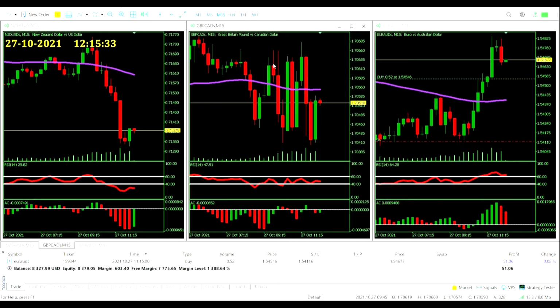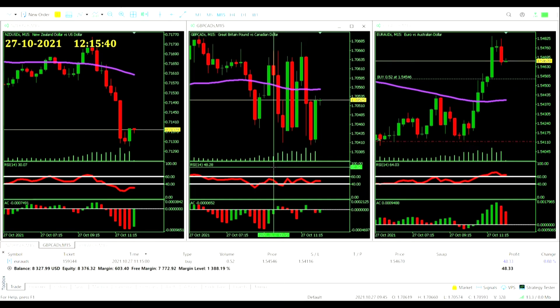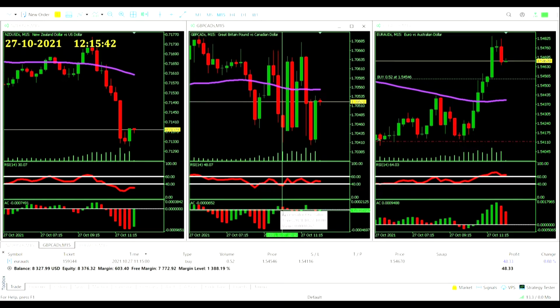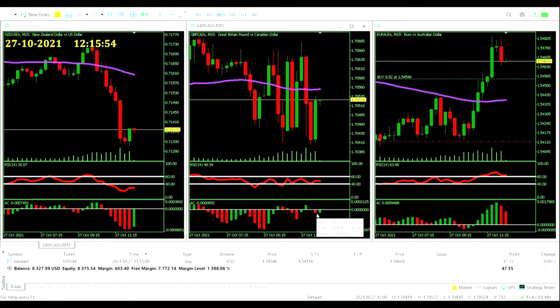And this pound Canadian chart still absolutely wacky. Glad it hasn't given us any entry signals, because that would almost certainly be losers. Look at the accelerator oscillator for it. 4 or 5 flips there in the last 2 and a bit hours. If you were taking 0 line crossover entry signals from that, you'd be in trouble.